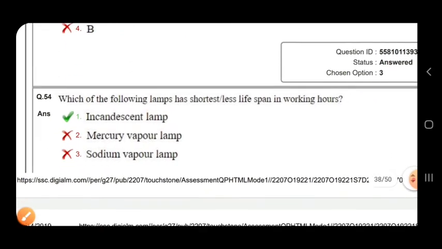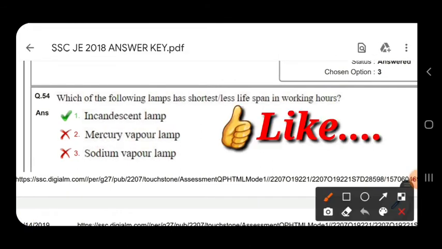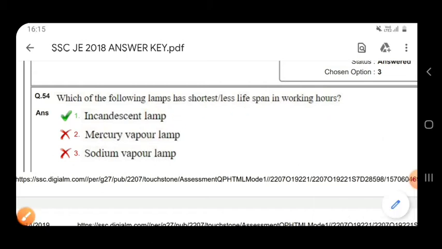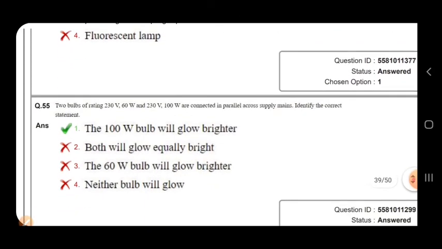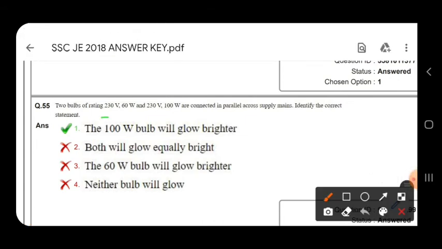Which of the following lamps has the shortest lifespan in working hours? The shortest lifespan is that of the incandescent lamp, but currently incandescent lamps are rarely used. Earlier it was used more, but not currently. Two bulbs rated 230 volt 60 watt and 230 volt 100 watt are connected in parallel across the supply. Identify the correct statement. In parallel connection the higher wattage rating will glow more. As both have the same voltage rating, the 100 watt rating is higher, so the 100 watt bulb will glow brighter.